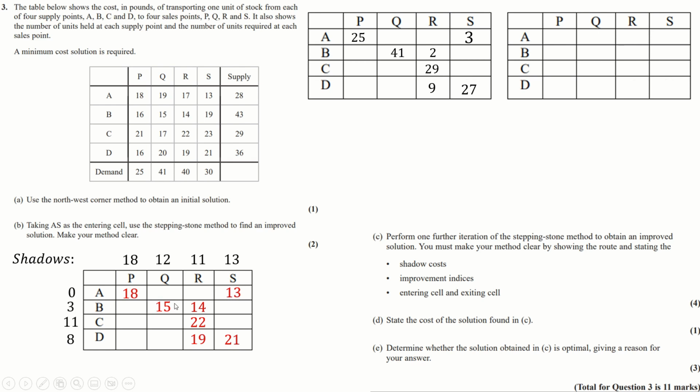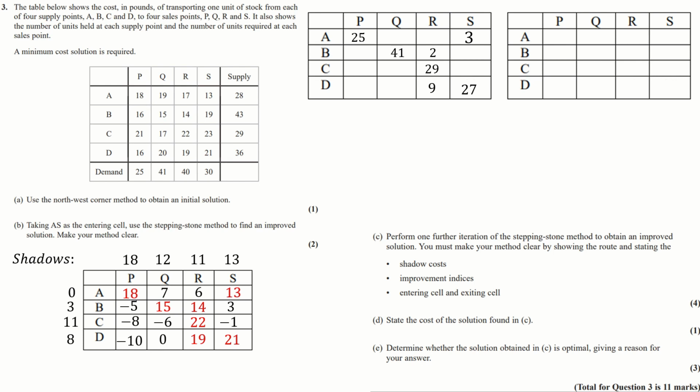And now that you've got all your shadows, now you can do your improvement indices by doing this number here, whatever's there, 19. Take 12, take 0 is 7. And then likewise, 17, take 11, take 0 is 6. And then 16 here, take 18, take 3 is minus 5. And so on. Do that for all of the remaining ones, and you get all these numbers.